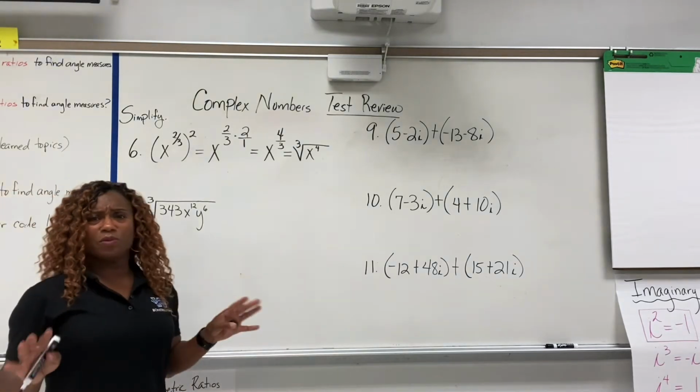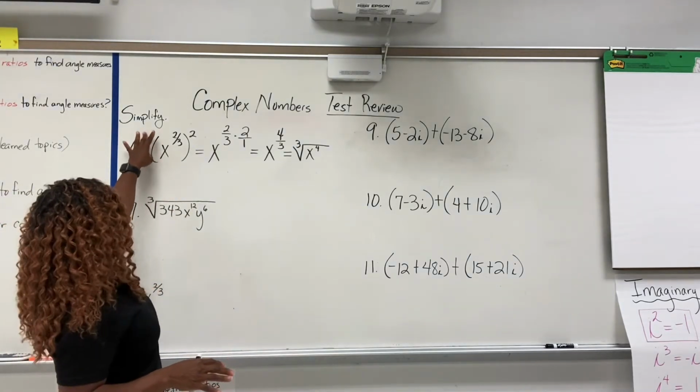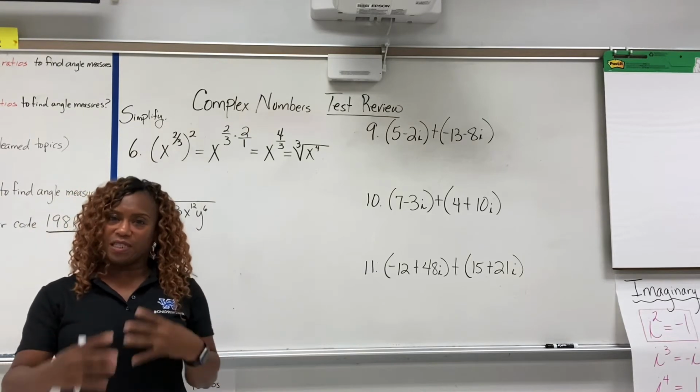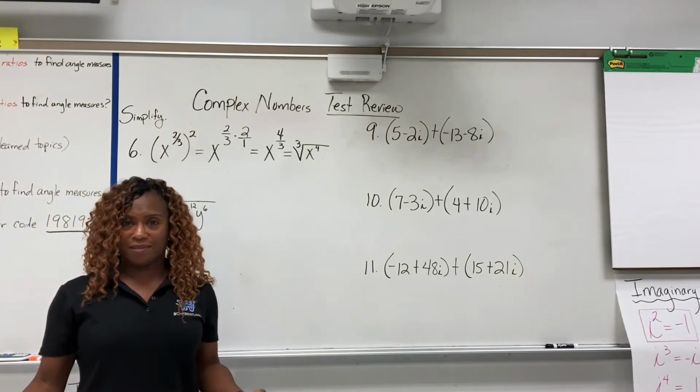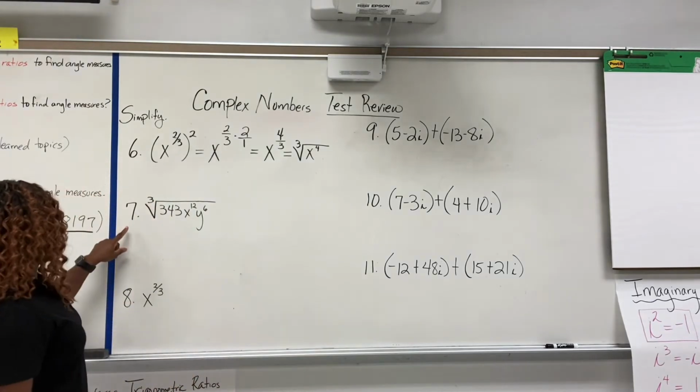And of course, we can't do any more with that problem. Remember, it says simplify. That means you keep going until you can't do any more. And in this case, we can't because we don't know the value of x. All right, let's look at number 7.